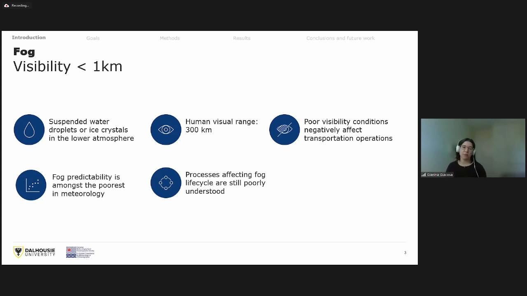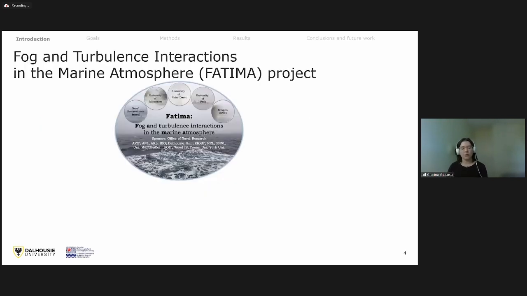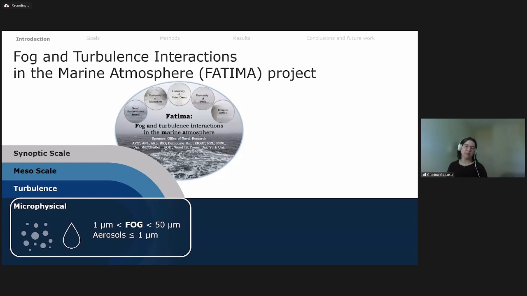Fog predictability is still among the poorest in meteorology, mainly because the processes involved in fog formation and dissipation range from the synoptic scale up to the microphysical scale. How all these processes interact with each other is still not very well understood. To better understand them, the FATIMA project, Fog and Turbulence Interactions in the Marine Atmosphere, started a couple of years ago. It consists of universities and institutions from the US, in collaboration with Canadian institutes, and there are different groups working on the different scales involved in fog formation and dissipation.